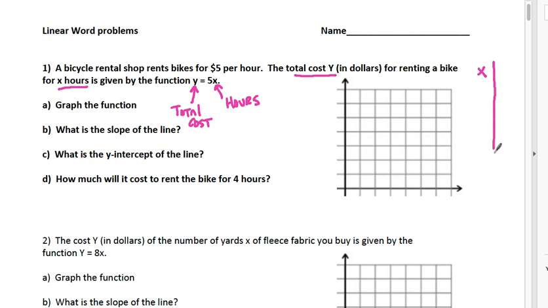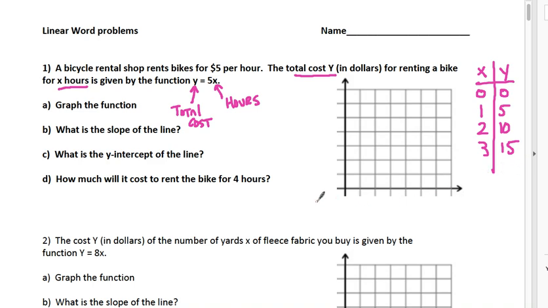One way you can graph, if you're unsure, is to make an XY table. So let's plug in some values for x. If you plug in a 0 for x, 5 times 0 is 0. If you put a 1 in for x, 5 times 1 is 5. If you put a 2 in for x, 2 times 5 is 10. If you put a 3 in for x, 3 times 5 is 15.